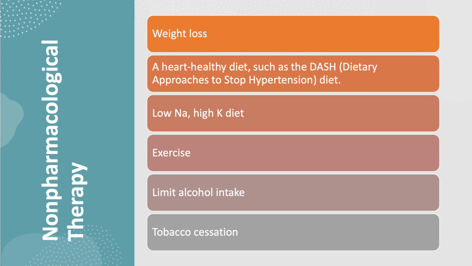High potassium diet, about 3.5 to 5 grams per day, preferably from fruits and vegetables, not from supplements. Patients with chronic kidney disease should not go on high potassium diet because they can have high potassium, hyperkalemia. Exercise, very useful, about 30 minutes per day, 5 days a week. Limiting alcohol intake to 2 drinks or less for men and 1 drink or less for women, if someone doesn't drink, that's even better. One drink is like having one beer. Tobacco cessation to reduce a cardiovascular risk in general.